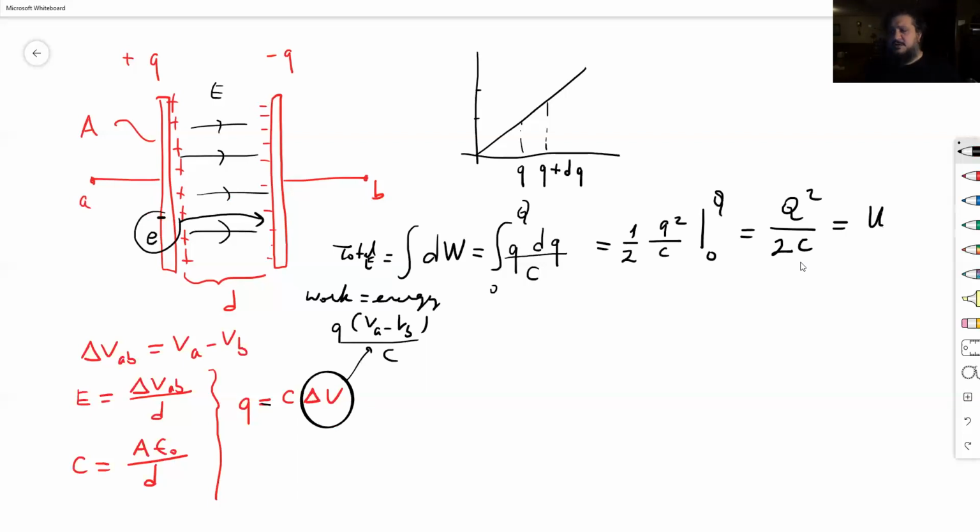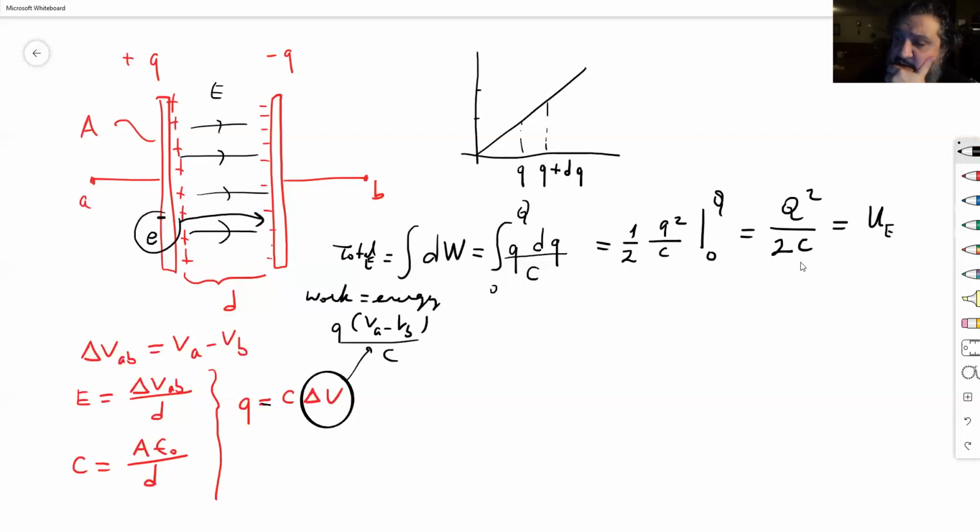U for energy, all right? So this will be actually like a potential energy stored in the capacitor. So I'm going to put an E here. The energy stored in an electric field, Q squared over 2C.